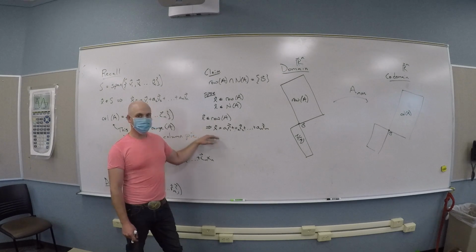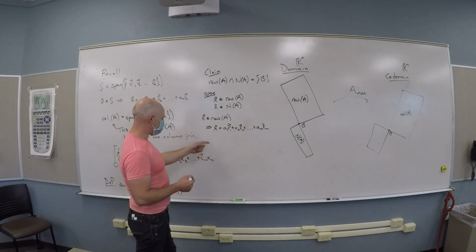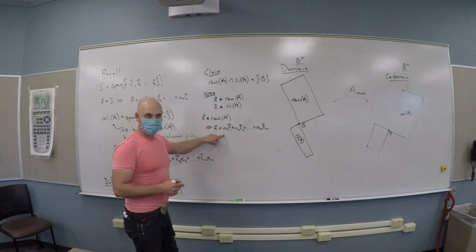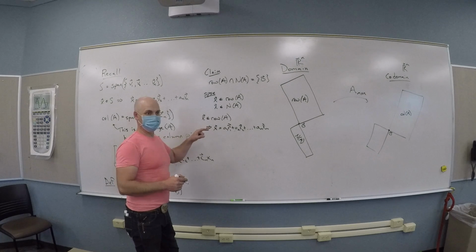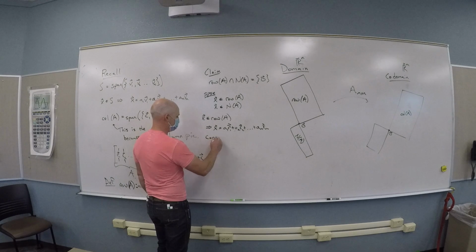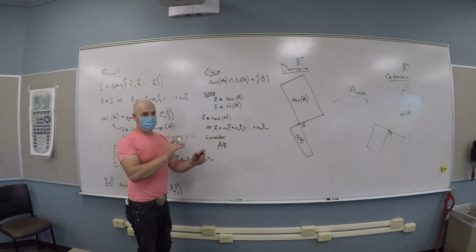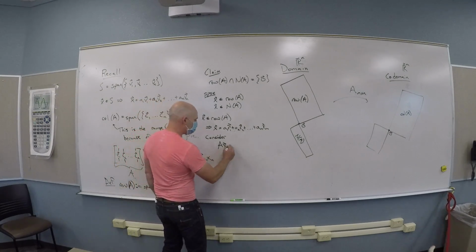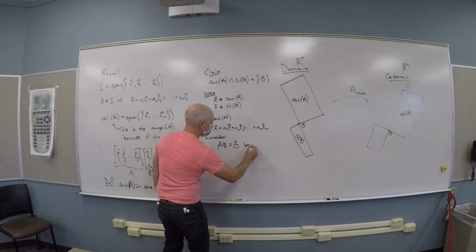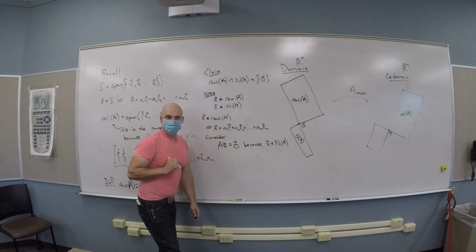Now that I've got something in the span of the rows, it's also in the null space, right? So I'm going to take A and apply it to this, and I know that I get 0. Consider A x. I'm going to apply A to x. This should be 0 because x is in the null space. You guys all with me on that?